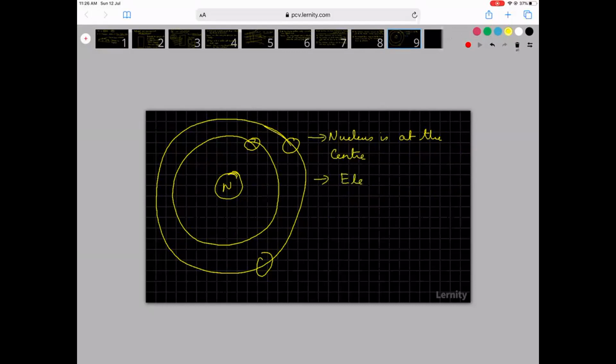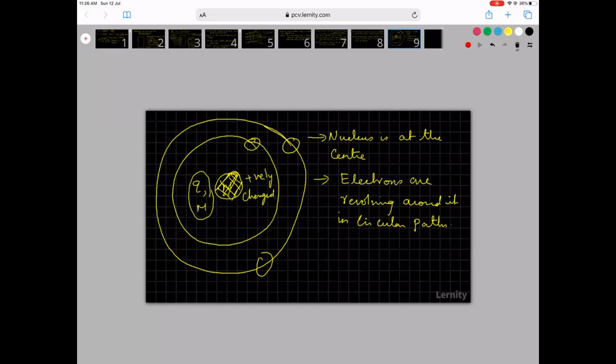Then electrons are revolving around it in circular paths. The nucleus is positively charged. Not only is it positively charged, it contains all the charge and all the mass of an atom. Okay, so this is Rutherford's planetary model of an atom.